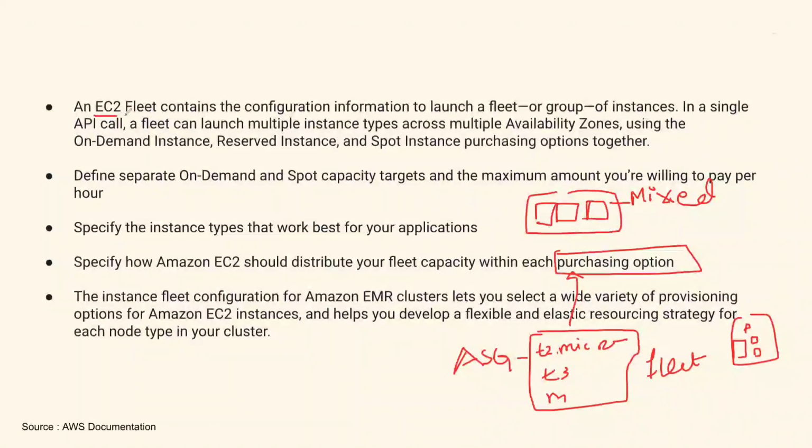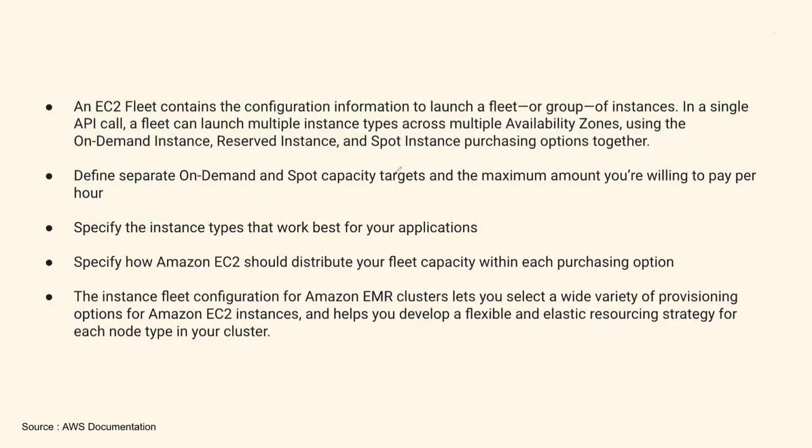With respect to EC2, we call it a fleet, and it can be called an instance fleet. The major use case of this instance fleet comes when you want to mix and match your EC2 instances based on the application need. Define separate on-demand and spot capacity targets. You can also do that based on how you want to mix it, just based on pricing model. And you can also specify different machine types like I mentioned.